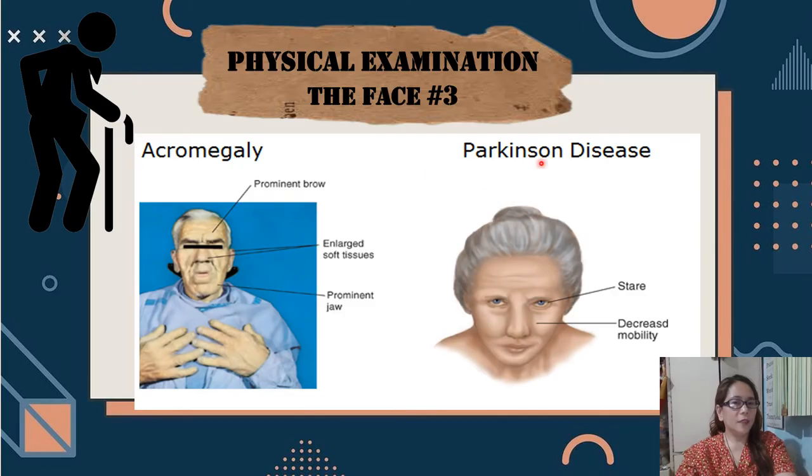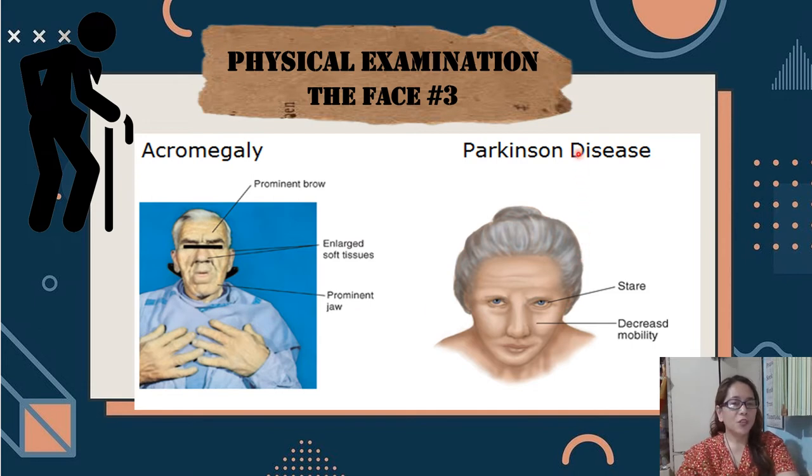Alright. Okay, so another abnormality of the face, we have acromegaly. This condition occurs when the body produces too much growth hormones. So if there is too much growth hormones among adults, this will cause increase or enlargement of the size in the bones, in the cartilage, in the body organs, and tissues. So, the patient with acromegaly has a prominent brow, enlarged soft tissues of the face, and there is prominent jaw.